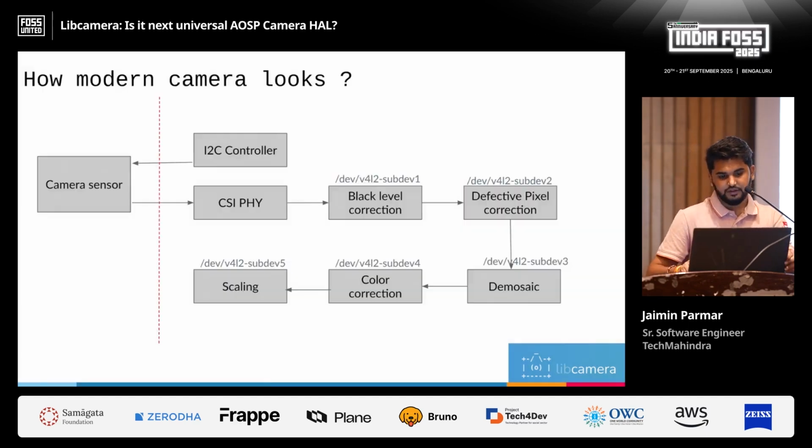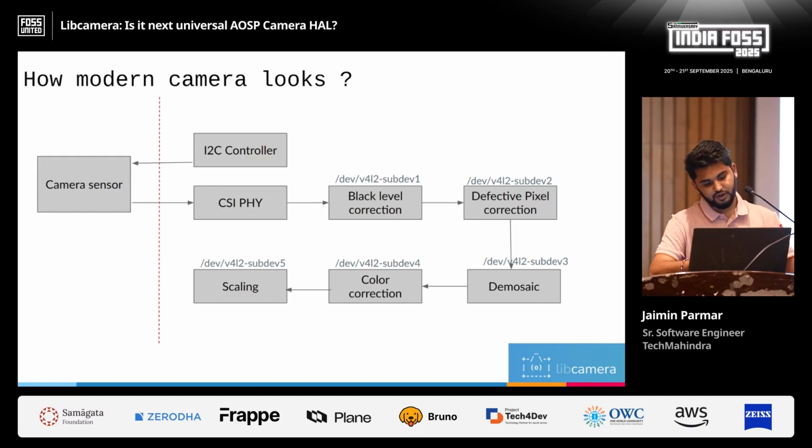But let's see, things change now. So how does a modern camera look? Whatever parts you are seeing in the slide, to the right of the dotted red line, is inside one SoC. The black level correction, defective pixels, I2C controller, CSI2 are inside the SoC, and these are the hardware blocks. The left side of the dotted line is the external camera sensor.